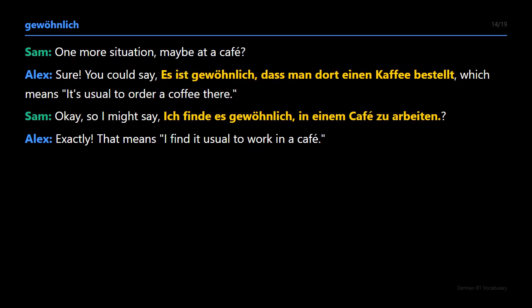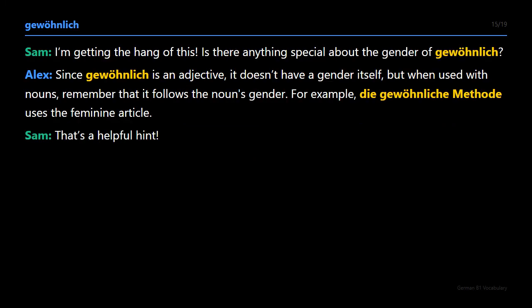One more situation, maybe at a cafe. Sure. You could say, Es ist gewöhnlich, dass man dort einen Kaffee bestellt, which means it's usual to order a coffee there. Okay, so I might say, Ich finde es gewöhnlich, in einem Café zu arbeiten. Exactly. That means I find it usual to work in a cafe. I'm getting the hang of this.